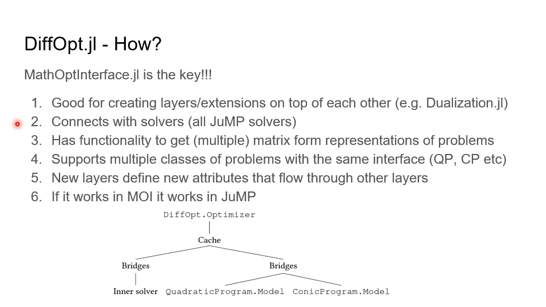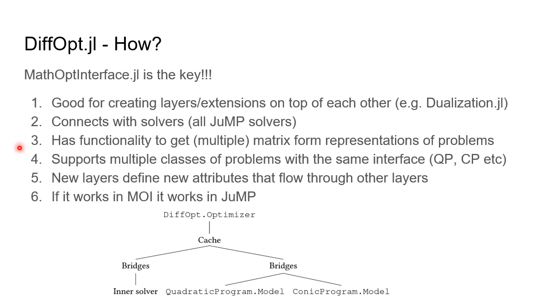And the reason why is because all the solvers that work with JuMP just work because they have their own implementation of MathOptInterface on top of them. Well, third, MathOptInterface has very useful functionality to get matrix representations of your problems. And why are those useful? Well, they're useful because in this kind of work from DiffOpt, we need the matrices to compute the derivatives, because all of that comes from the problem data.